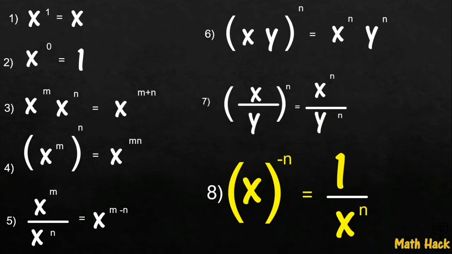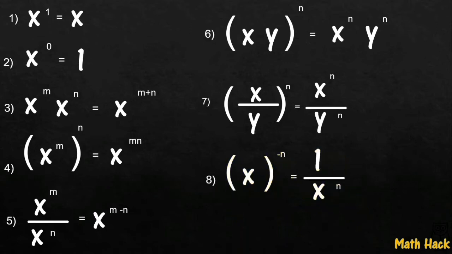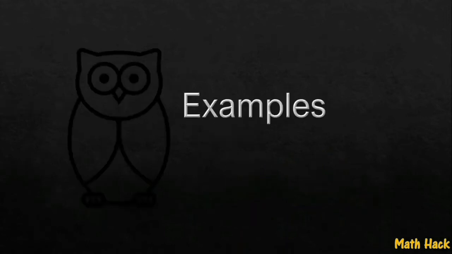Number 8, kapag ang exponent ay negative, kukunin natin ang reciprocal. Kagaya ng example natin, ito ay magiging equal sa 1 over x raised to the power of n. Pansinin na ang n ay naging positive na. Tingnan natin ang mga examples.